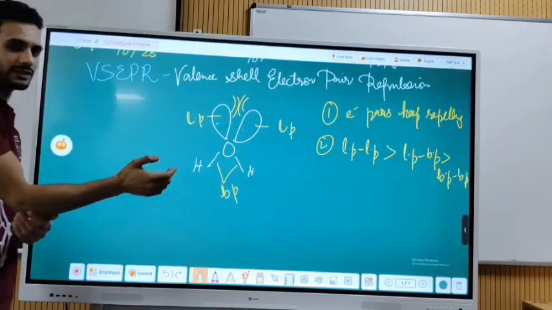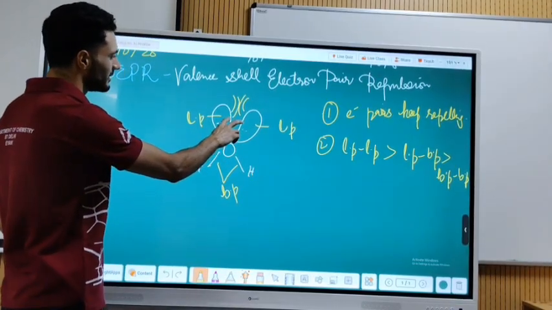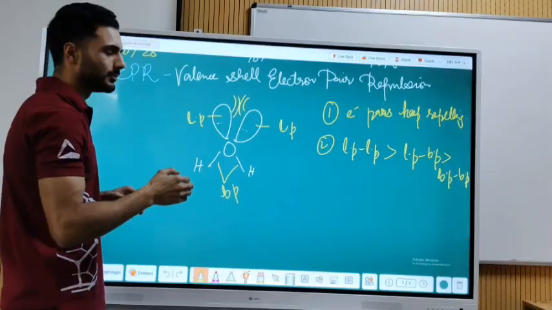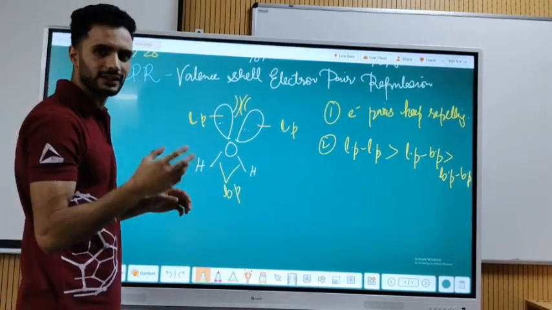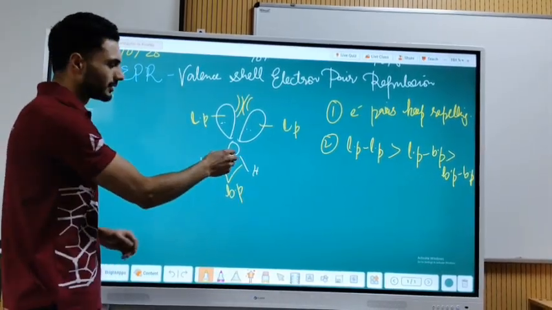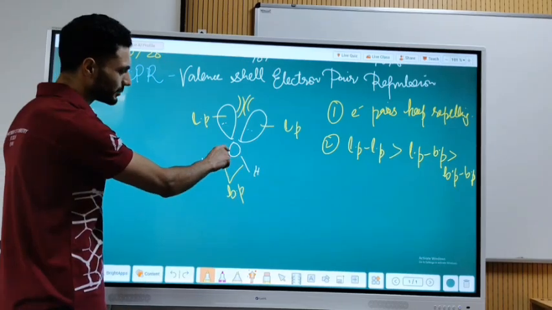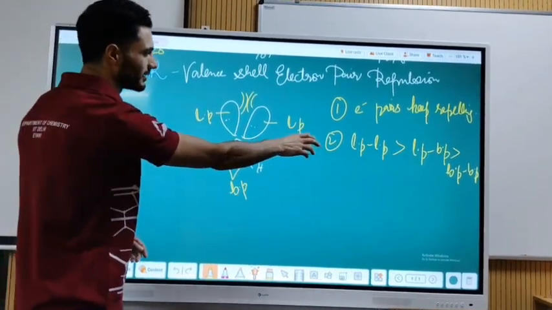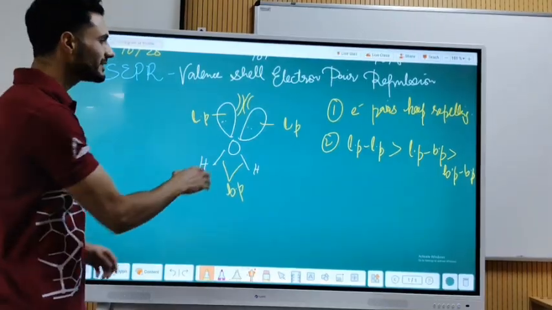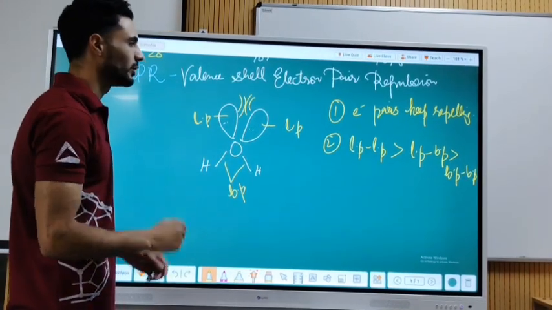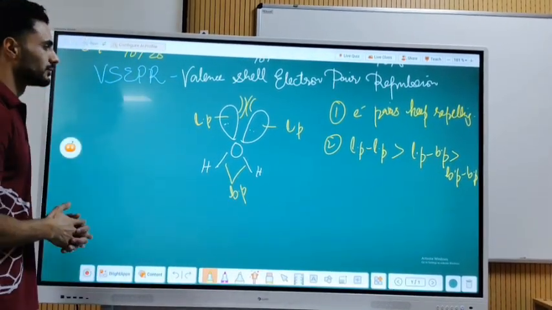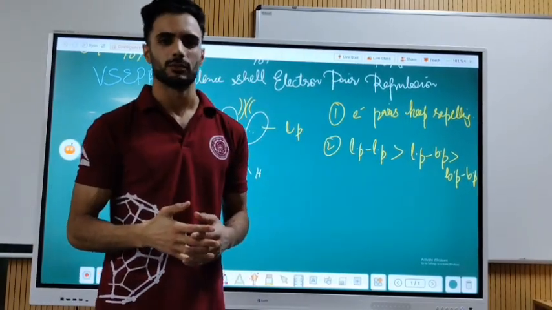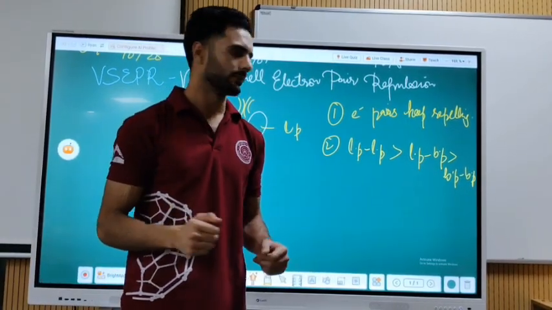So the second postulate explains that the lone pair keeps repelling more because the electron pair is present on the single atom, while in the case of a bond pair, the repulsion is not that much. That's why the lone pair repulsion is more, which leads to a decrease in the bond angle of the molecule. So the shapes of different kinds of atoms and molecules are predicted by this theory.